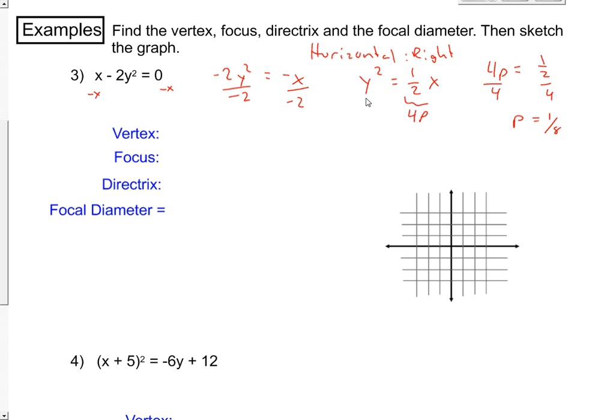And there's nothing added or subtracted to x and y, so my vertex is 0, 0. My focus is that 1/8, and this is a horizontal parabola, so my focus is going left and right, which is the x value. So that is 1/8, comma 0. My directrix is going to be vertical, so that would be x equals -1/8. And my focal diameter is that 1/2.